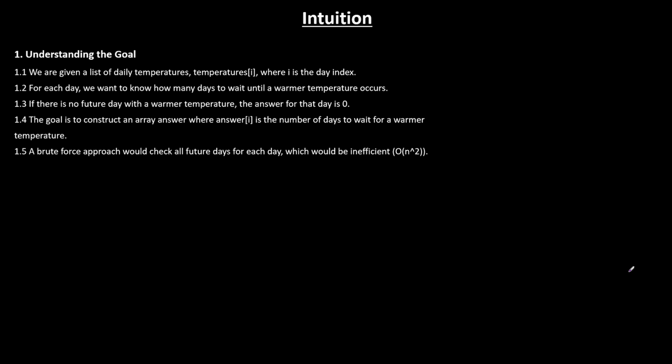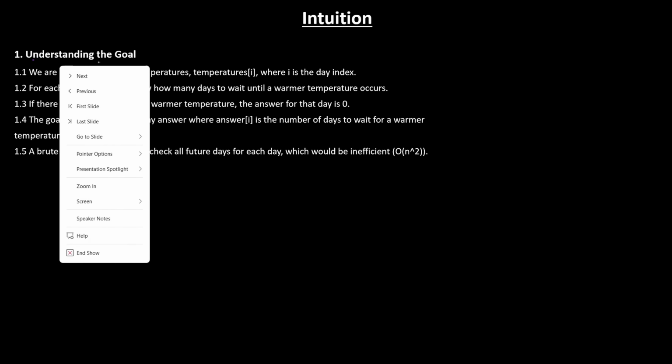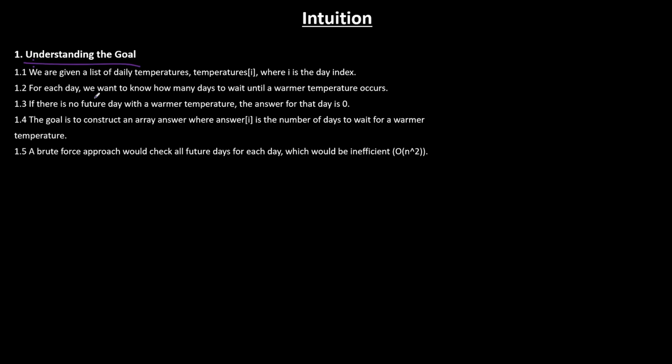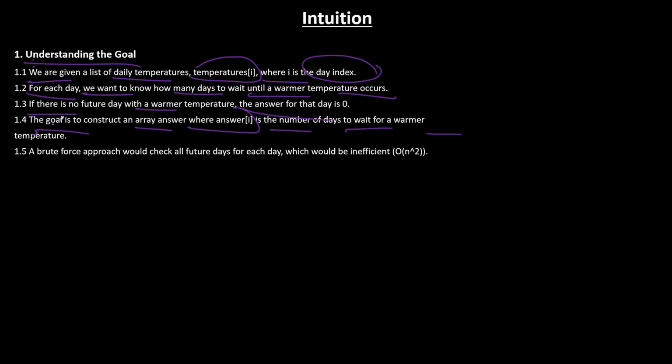To understand what the problem is asking, we should build up an intuition for the problem. Let's do it by understanding the goal. You are given a list of daily temperatures, where i is the day index. For each day, we want to know how many days to wait until a warmer temperature occurs. If there is no future day with a warmer temperature, the answer is 0 for that day. So our goal is to construct an answer array where answer[i] is the number of days to wait for a warmer temperature. Now we have a proper understanding of what it is demanding. So what could be the brute force solution?